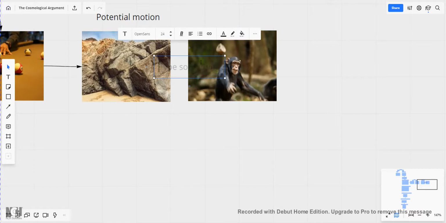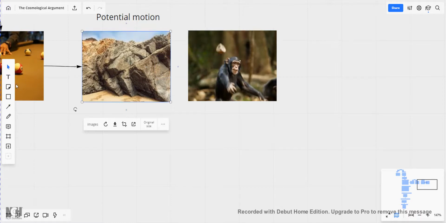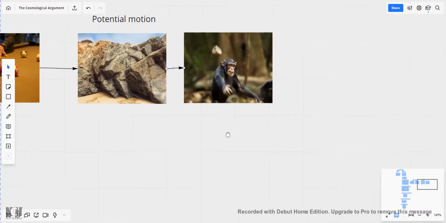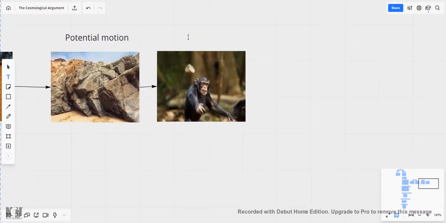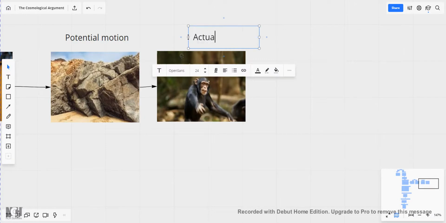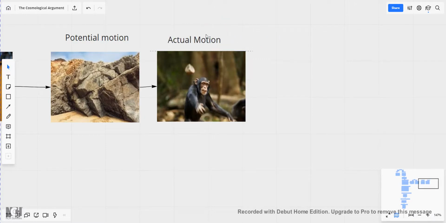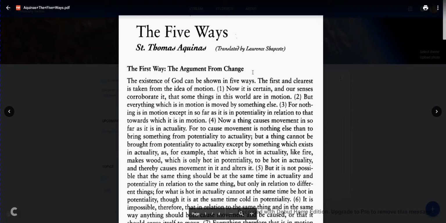And that's exactly what he's saying. Nothing can move unless something that moves acts upon it. We move from potentiality, something that has the capacity or the potential to move, to actual motion, when something that is actually moving acts upon it. And then we go back to the reading.